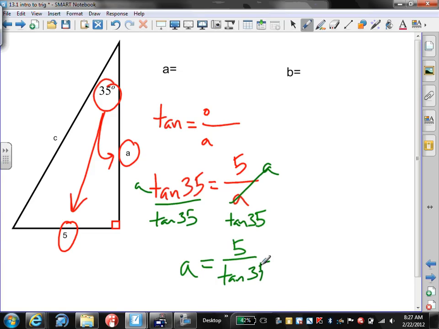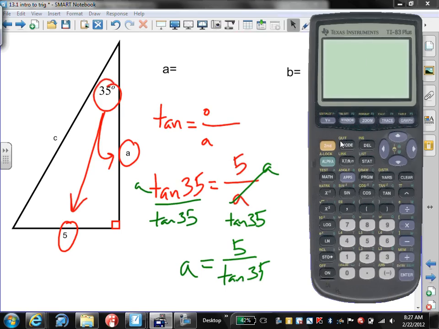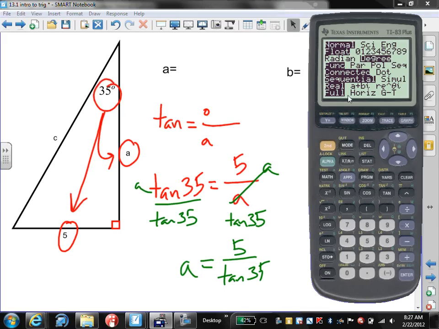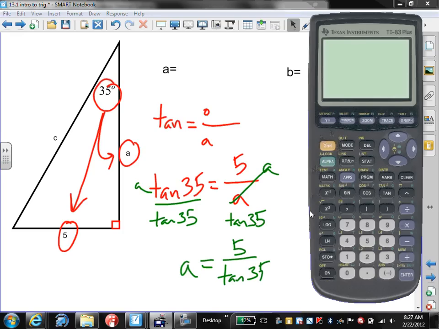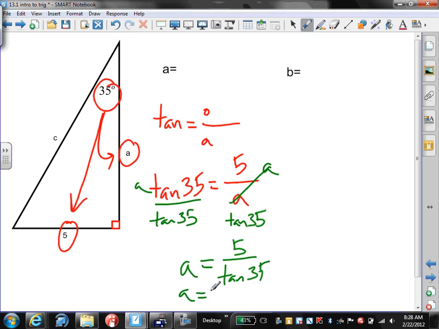So now I'm going to pull out my calculator and type it in. Let me use my mouse and turn it on. Again, I'm in radian or degree mode, so you can see that there. I'm just going to type in 5 divided by, and I always like to use parentheses, so I'm telling the calculator what to look for, and then tan of 35. Hit enter, and the length of A is 7.14. So A is 7.14, thereabouts. The decimal went on, but let's just go 2 decimal places for an approximate answer.